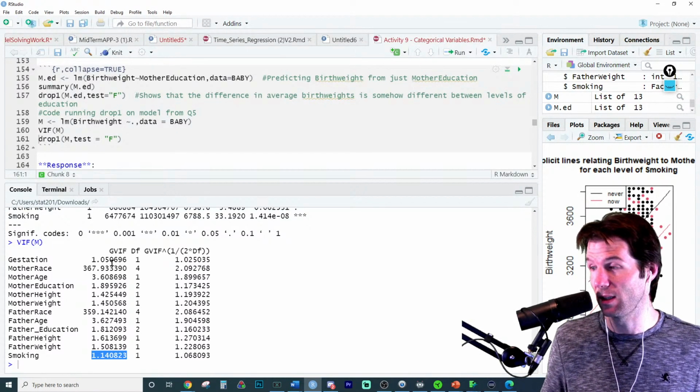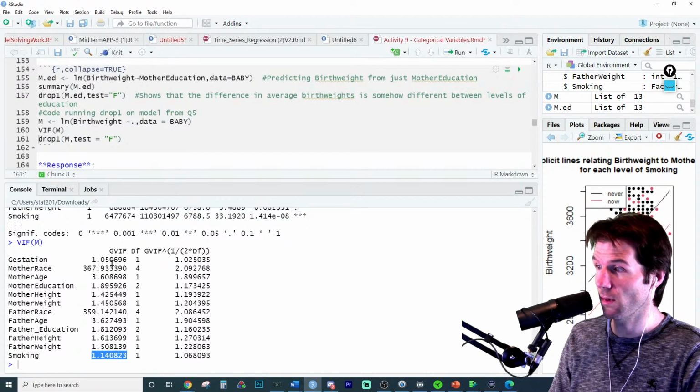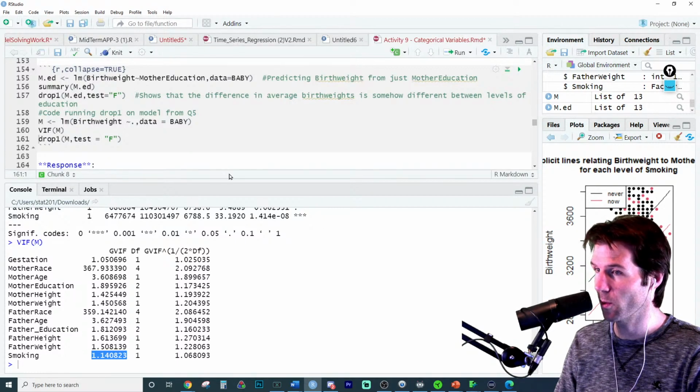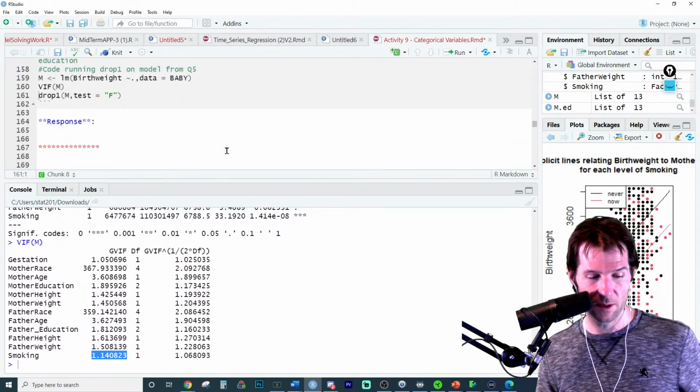Gestation does very unique stuff, like how long you are pregnant is not really associated with your age, race, education, height, weight, or any sort of thing connected to the mother or the father of a child. Pretty interesting right there.